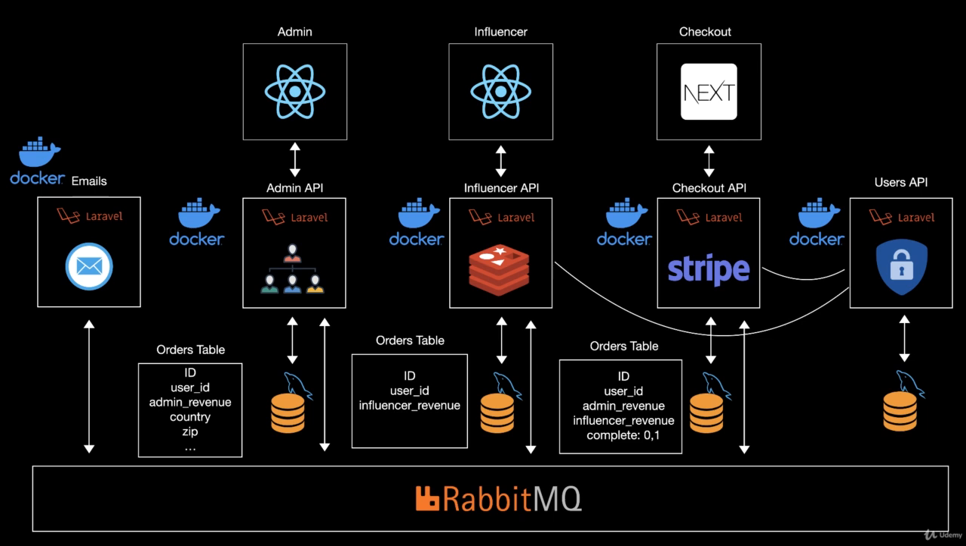In the admin API, we will store the same data, but we don't need the influencer revenue, and we don't need the completed flag, because there we will store only the completed orders. In the influencer API, we need even less data. We only need the user ID and the influencer revenue. All this data will be shared through events to RabbitMQ.